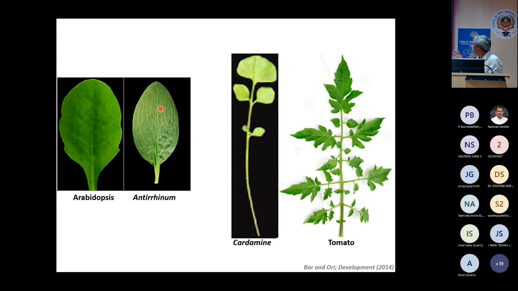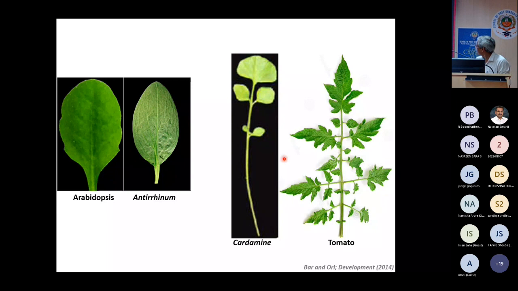All the leaves, if you put them together, are grouped into two major groups. One is called simple leaf, like Arabidopsis thaliana and Nicotiana major. Both are actually model systems. They're simple leaves. What does simple leaf mean? There is only one lamina. They are not branched at all. And you have another group of leaf called compound leaf, like Cardamine hirsuta. This is actually a close cousin of Arabidopsis. Both belong to the Brassicaceae. And tomato, which is Solanaceae, that you know, is also a compound leaf.